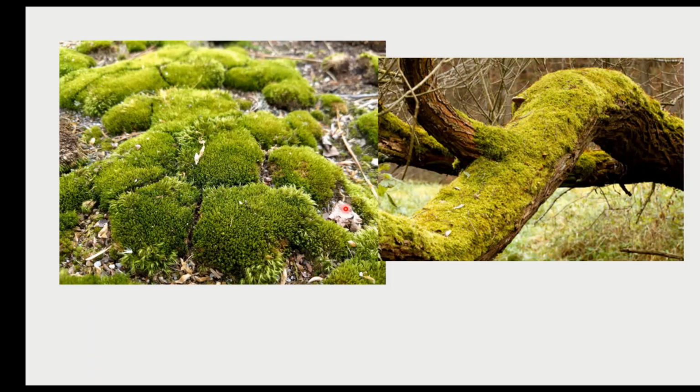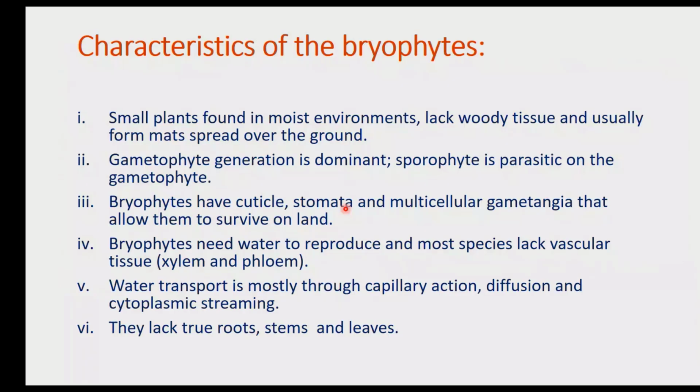So most of this is because they lack true stem. Out of these characteristics, sometimes your examiner might just ask you to name the disadvantages of bryophytes. Actually, bryophytes include mosses, liverworts, and hornworts, which are simple non-vascular plants. In terms of disadvantages, they lack vascular tissue.